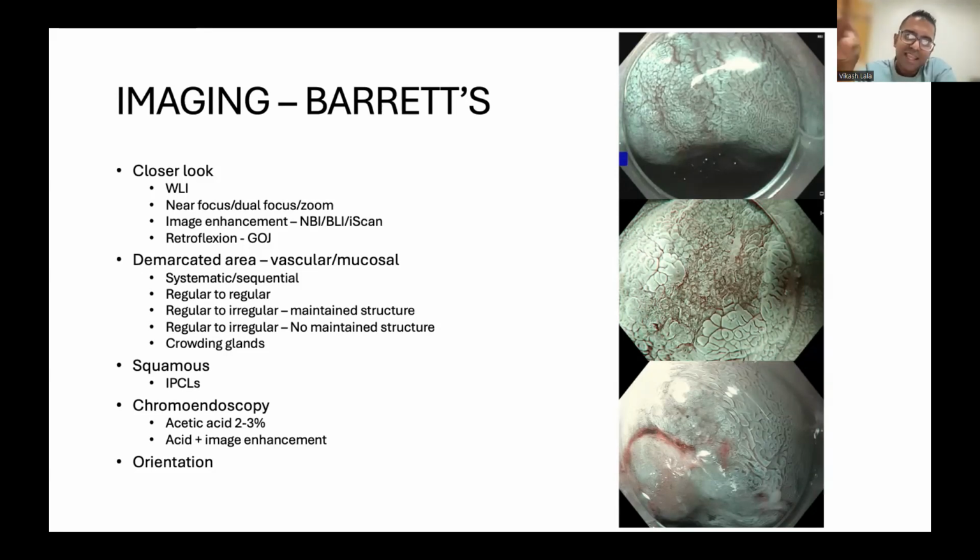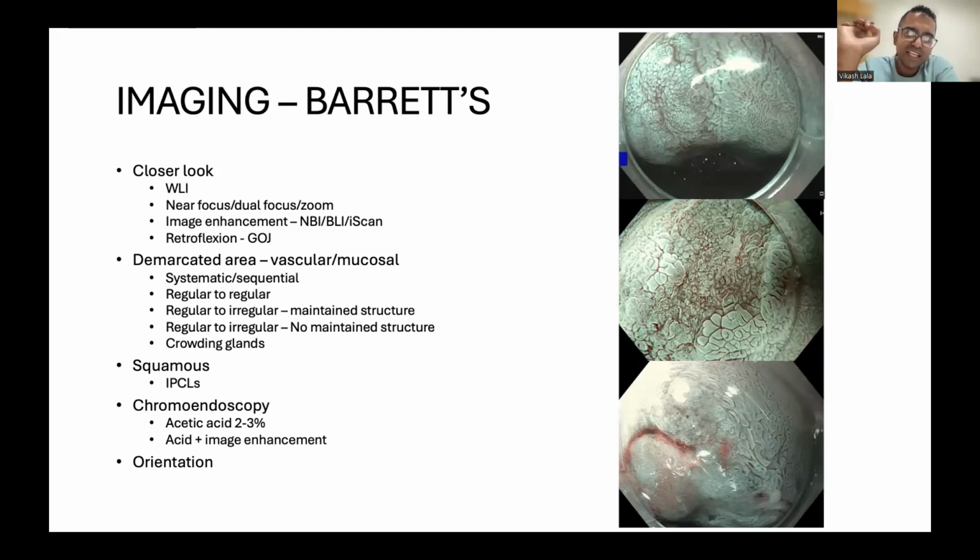Once you find an area that looks different, you then want to ask yourself, that area that you're looking at, is it regular? So you're looking at two things. You're looking at the vascular pattern as well as the mucosal pattern. Remember, with NBI, you're actually looking at the vascular pattern, but it's interchangeable because the vascular pattern outlines the mucosal pattern. So you're looking at whether that area is regular.